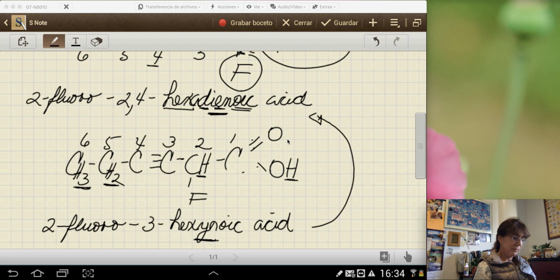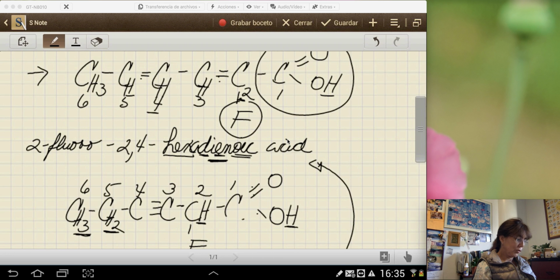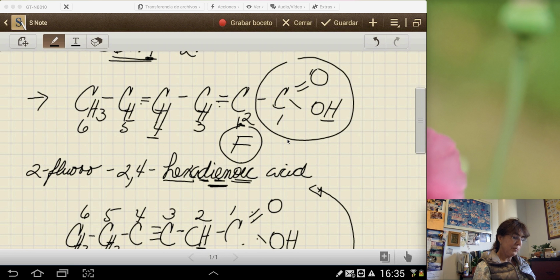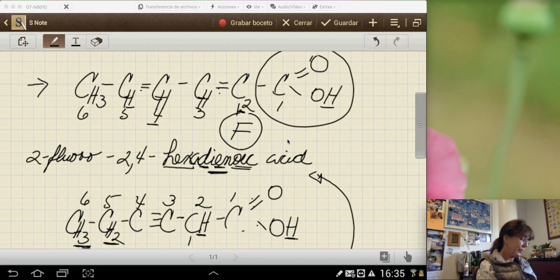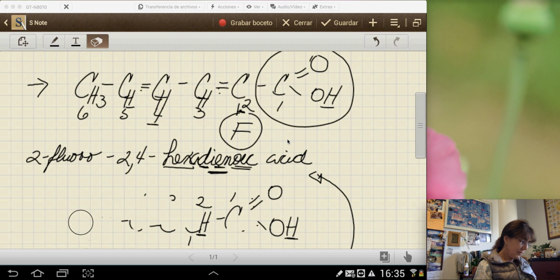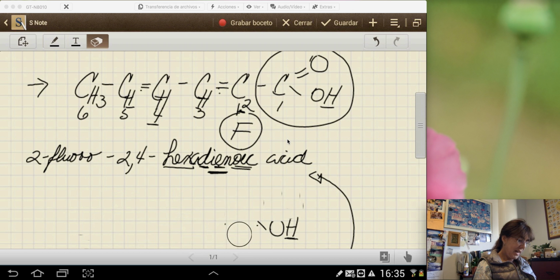Now then, I'm erasing this hexynoic acid. I'm keeping my first structure with my 2 enes. And now I'm going to be sketching out my geometric isomer. So follow. Let me erase this structure of the yne that I don't need anymore.